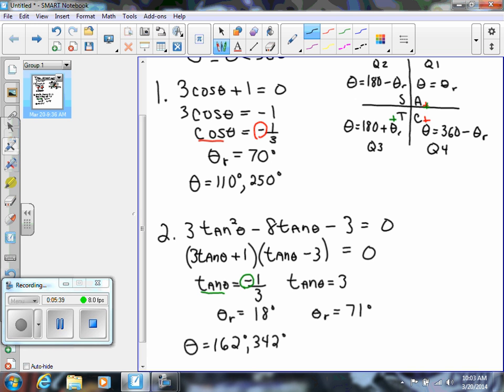And I can continue on with the second answer on the right. I've got a positive 3, and it's also a tangent question. So now I'm looking at quadrant 1 and quadrant 3, where the T is, that means tangent's positive in that quadrant. So my answers here would be 71 degrees in quadrant 1, because theta is theta r, and 180 plus 71 gives me 251 degrees in quadrant 3.